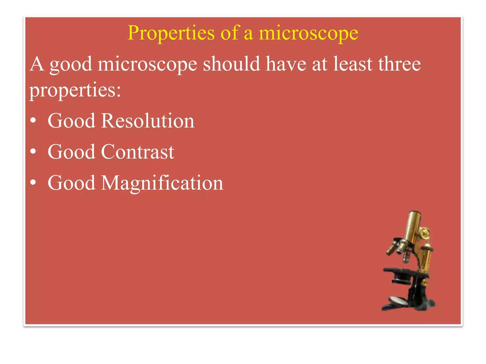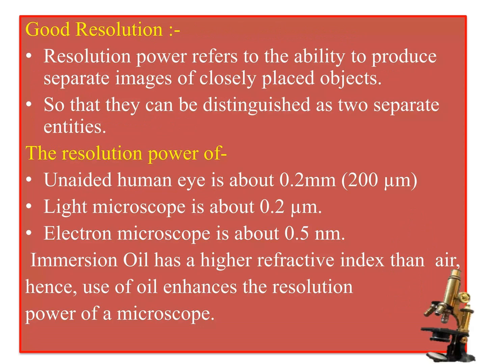The first one is good resolution, the second one is good contrast, and the third one is good magnification. Good resolution refers to the ability to produce separate images of closely packed objects, so that they can be distinguished as two separate entities. The resolution powers of some things are given in these slides.